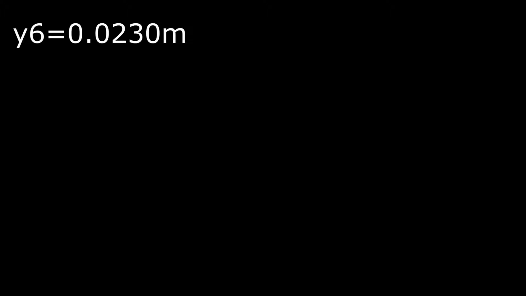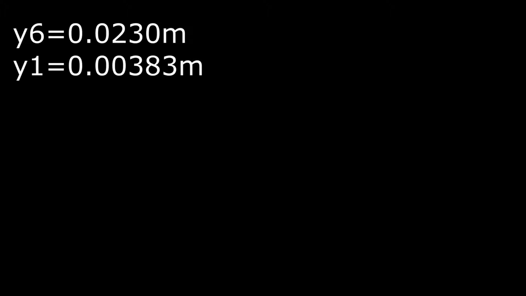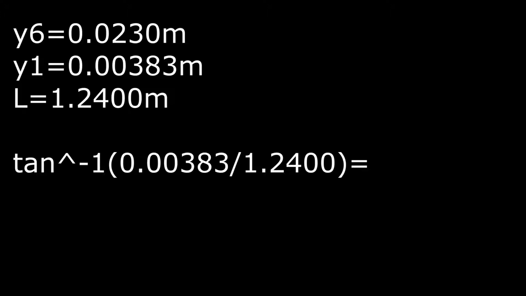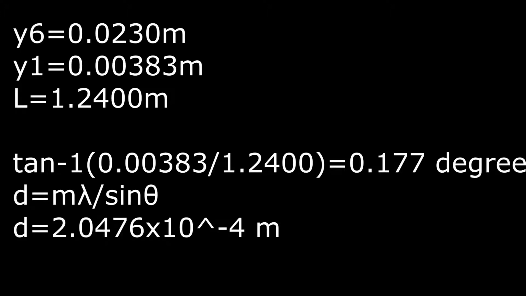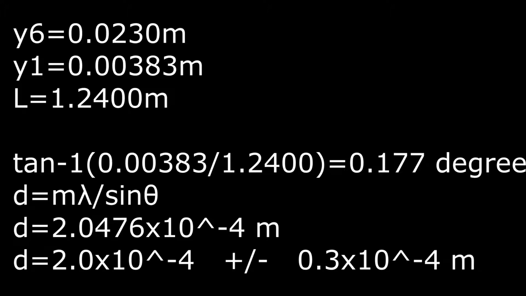For the double slit, we measured y6 to be 0.023 meters, and dividing that by 6 gave us 0.0383 meters for y1. We were able to do that because we can assume that delta y is constant for a double slit. And our L remained the same at 1.24 meters, so we used the tan inverse equation to find theta, which we got to be 0.177 degrees. Then we plugged that into the d is equal to m lambda over sine theta equation, and we got d is equal to 2.0476 times 10 to the minus 4 meters. After error propagation, we figured that d is equal to 2.0 times 10 to the minus 4 meters, plus or minus 0.3 times 10 to the minus 4 meters.